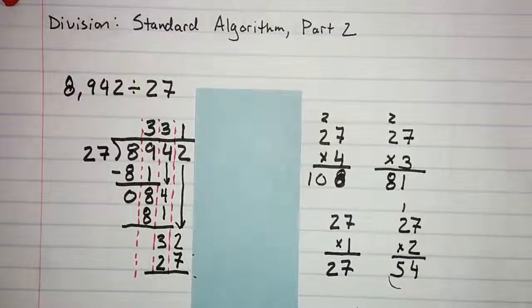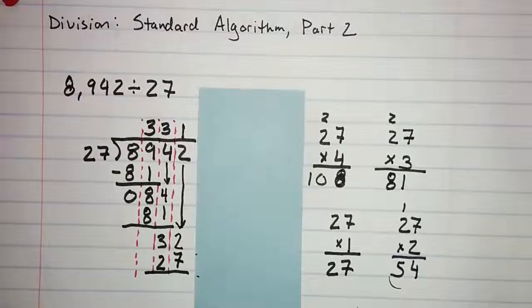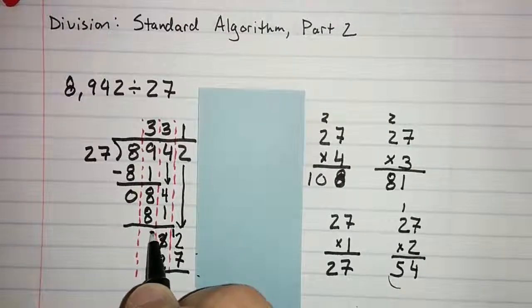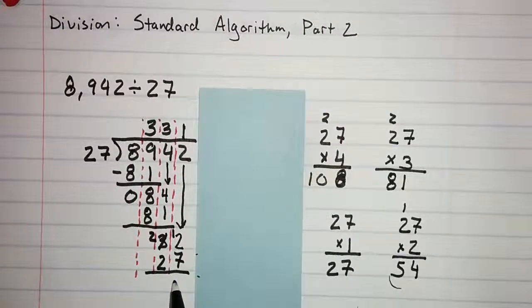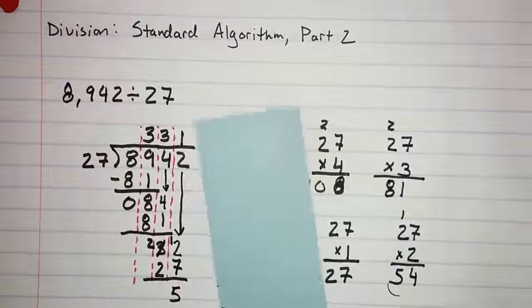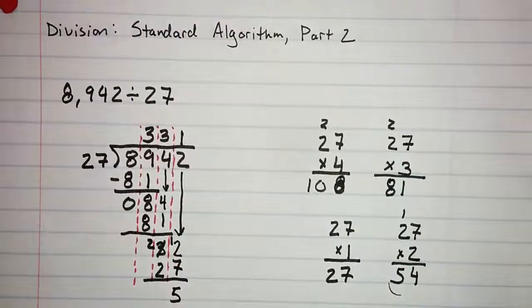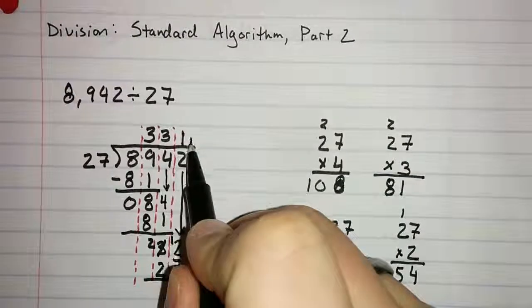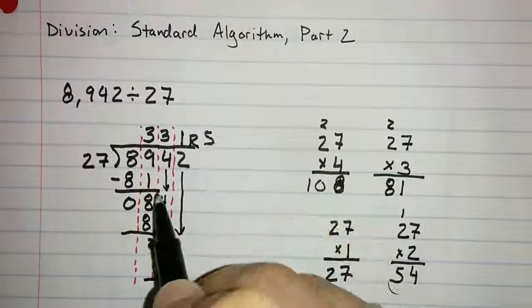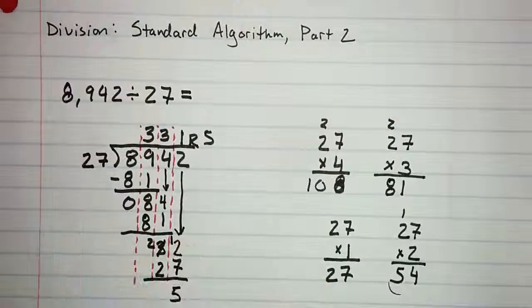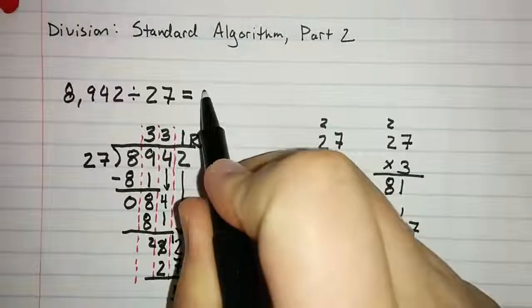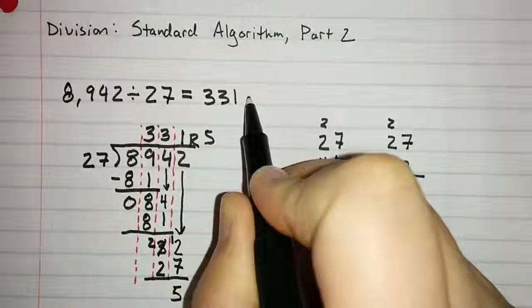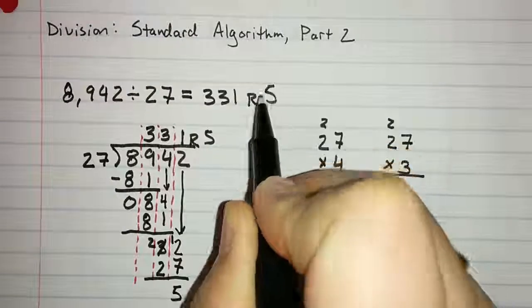And now I subtract. I'll need to borrow. 12 minus 7 is 5. 2 minus 2 is 0. And now I'm out of digits, so this 5 down here is my remainder. 8,942 divided by 27 is 331, remainder 5.